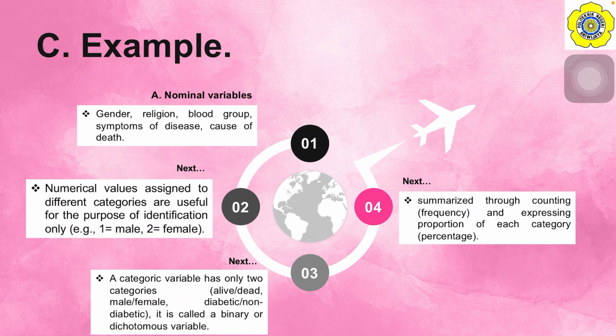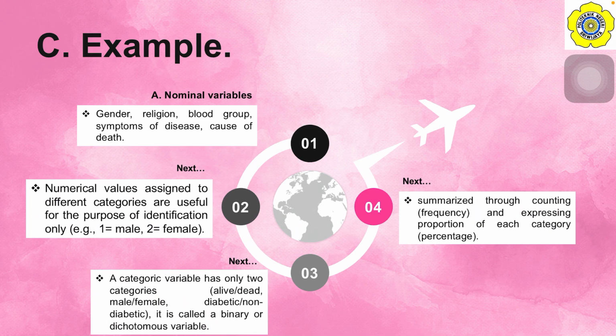The first example is coming from the nominal variables. For example, gender, religion, blood group, symptoms of disease, cause of death. These variables use numerical values assigned to different categories that are useful for the purpose of identification. For example, one is for male, two is for female. The next, these variables only have two categories. For example, life or death, male or female.